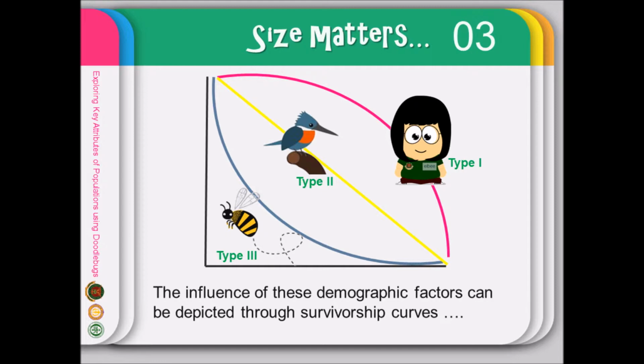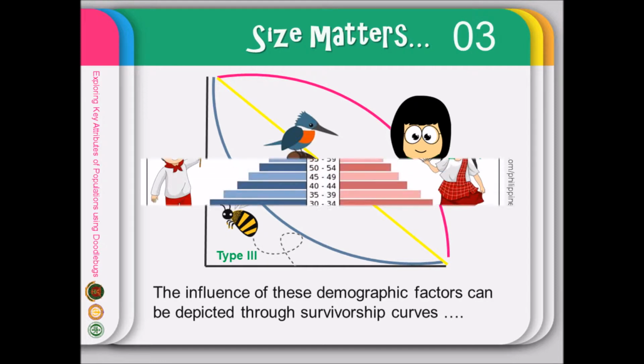In contrast, a type 3 survivorship curve reflects how most of the members of a given population die at an early age. Many insect populations, for example bees, show this kind of survivorship curve. Unlike humans, insects show little or no parental care.